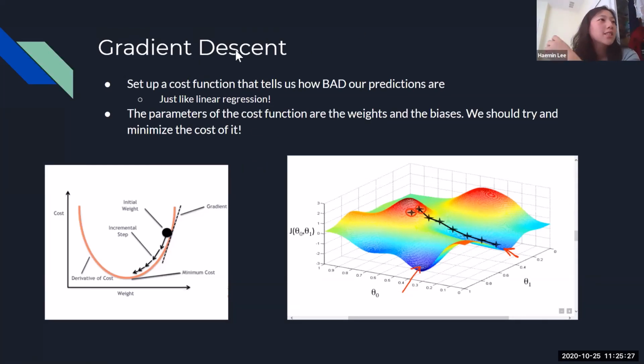So gradient descent, this function will set up a cost function that will tell us how bad our predictions are, just like linear regression. The parameters of the cost function are the weights and biases, the 2 variable factors, and then we should try to minimize the cost. I'm sure you guys are also familiar with these 2 pictures. You can take some sort of derivative to find the extremum here if it has 1 input, but in reality, it's going to be some million-input function that we're going to try and minimize the cost of.